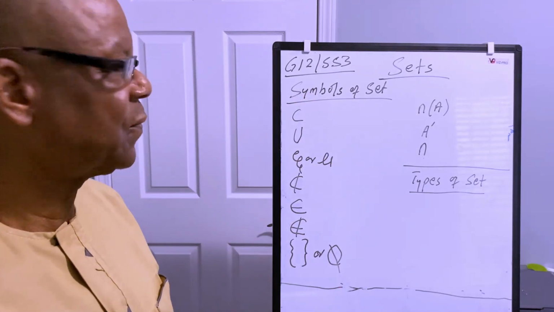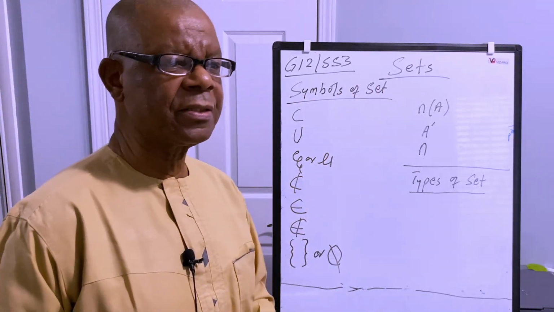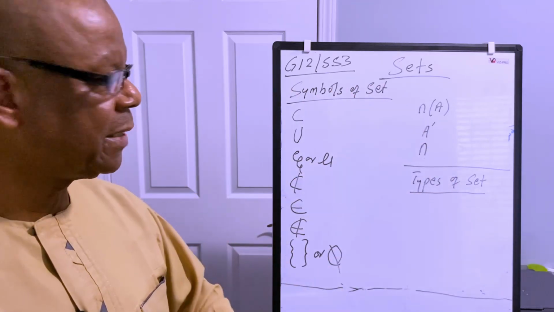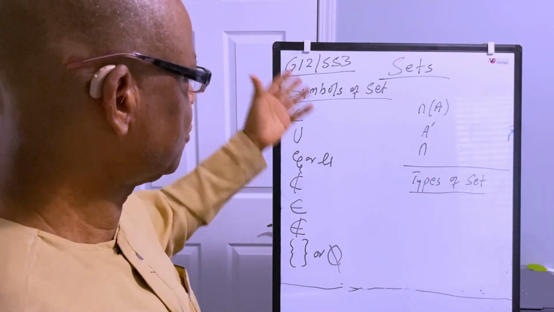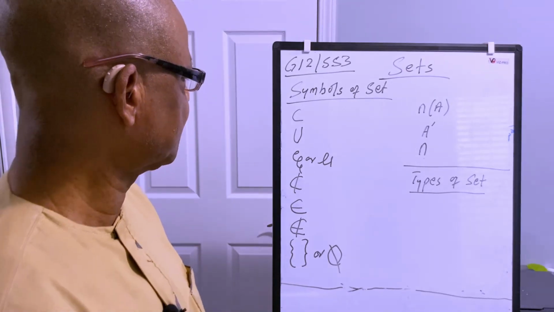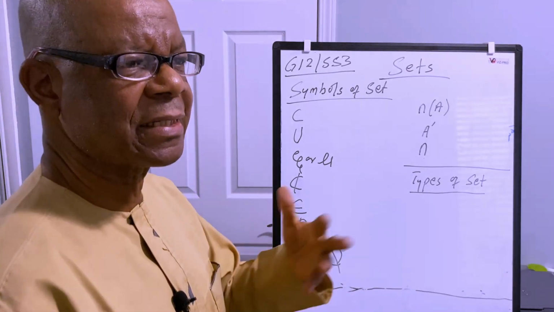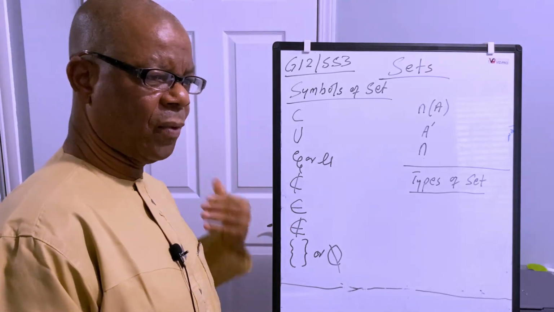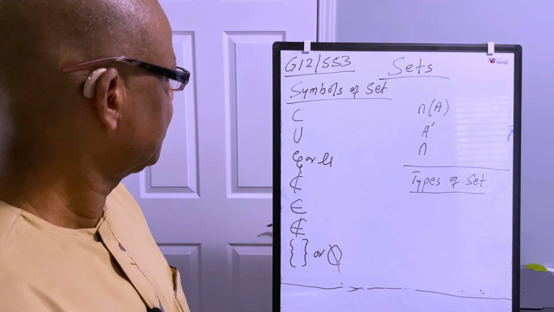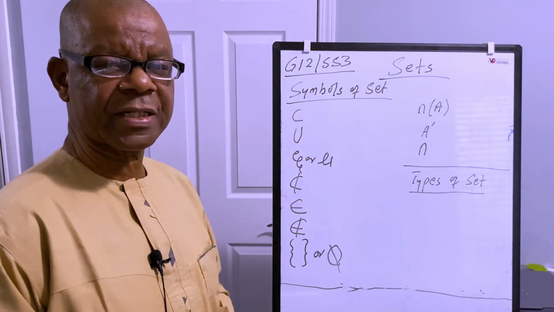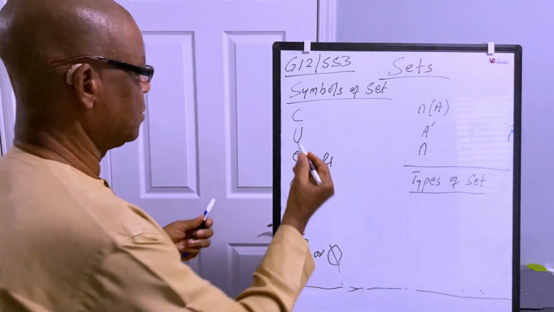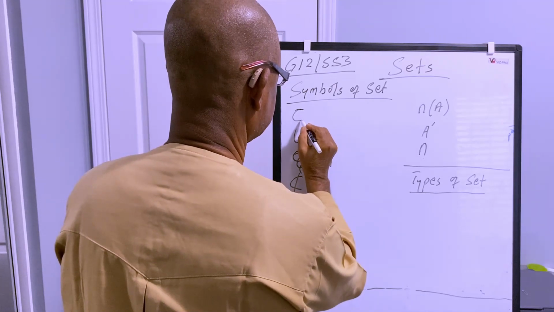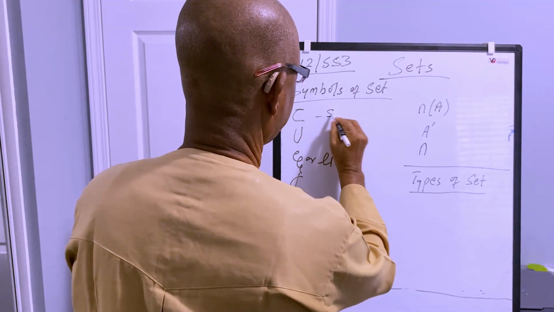Like I was saying, we are treating sets. The preliminary of sets is a review of what we are supposed to have known because we have treated sets in our lower grade. Now we have the symbols of set here. What we have here is known as a subset.